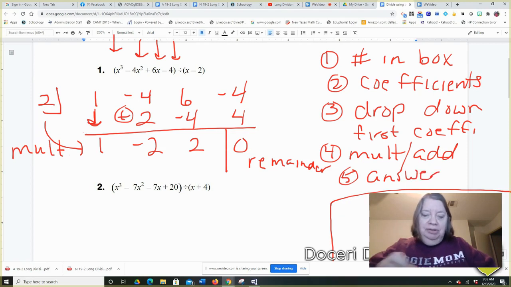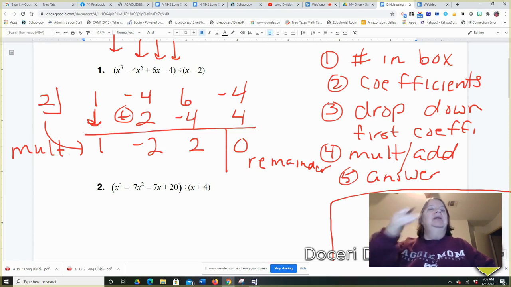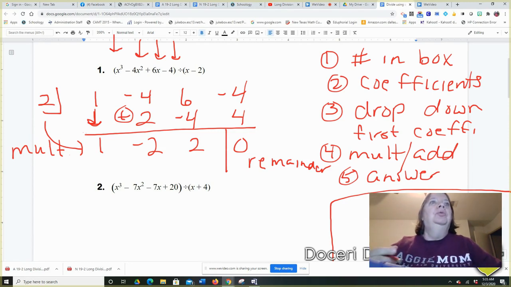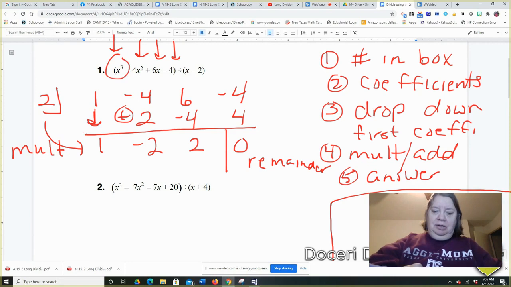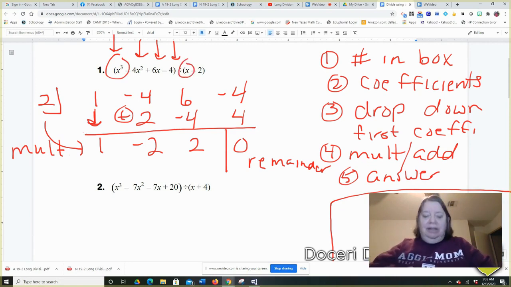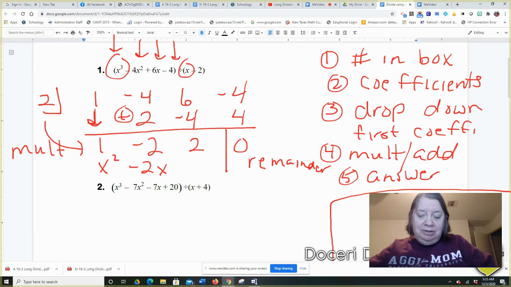We're going to use these numbers that we got in the bottom row through our multiply-add process to write our answer. Now, think about variable and exponent. We started with x to the third divided by x. What is x to the third divided by x? It's x squared. So when we start this, we're going to start with 1x squared minus 2x plus 2.